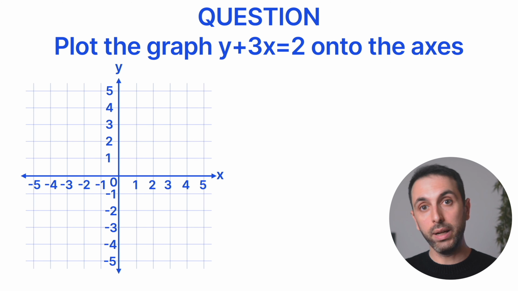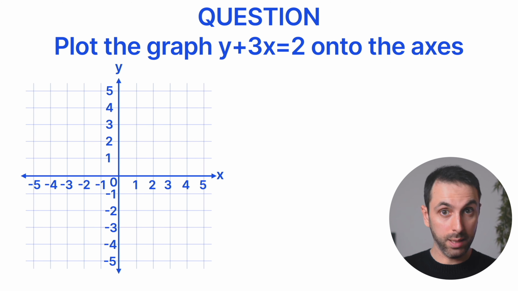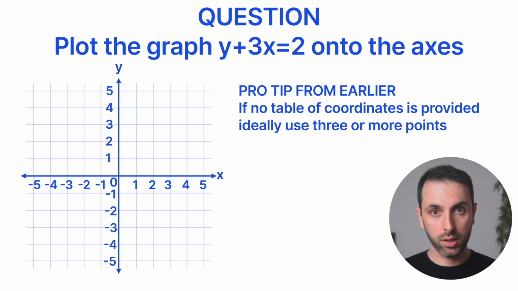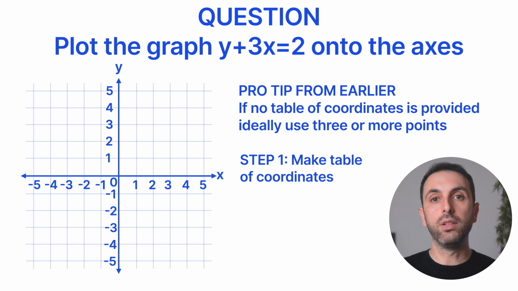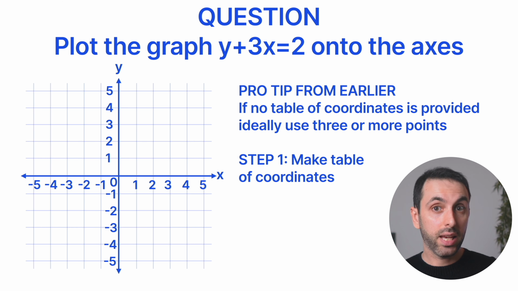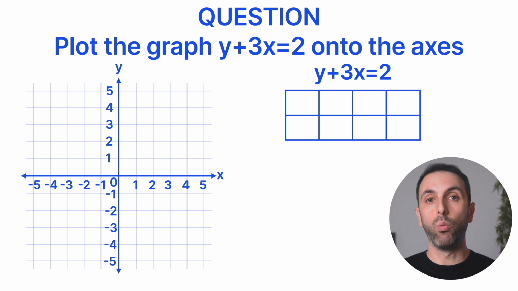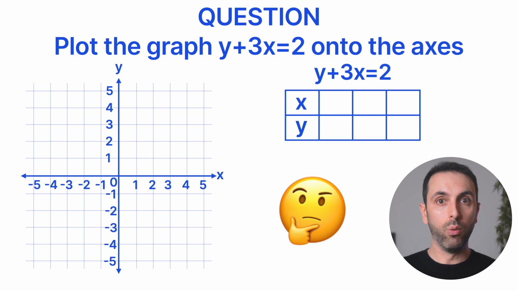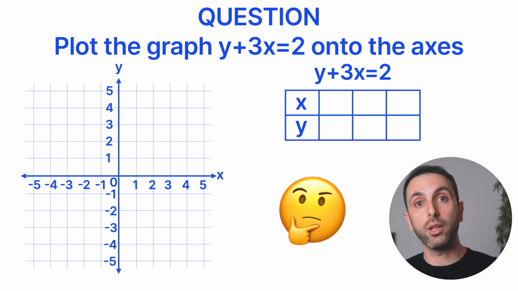Suppose we want to plot the graph y + 3x = 2 and there is no table. As mentioned earlier, it's best to use 3 coordinates. So our first step will be to construct a table of coordinates. Let's start by making a blank table and write x and y on the left-hand side. So now we need to decide what values of x to pick, so we can then work out the corresponding y values.